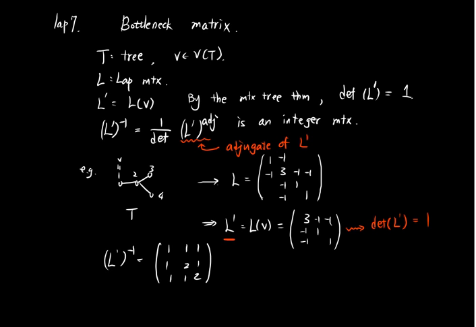So we see that there are two features here. The first one is that this L prime inverse is all integer. The second one is better than integer. It is actually all positive.